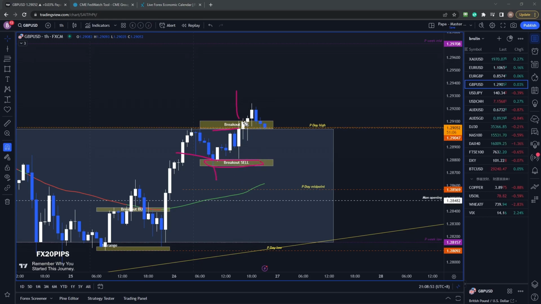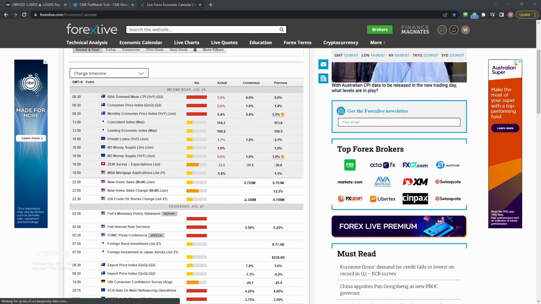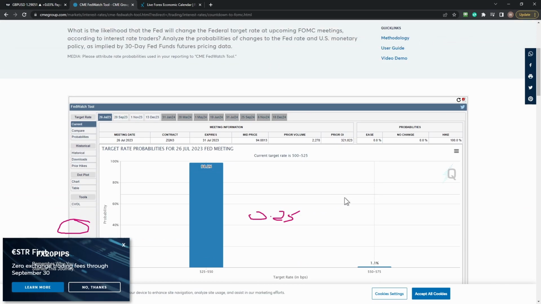So we have to sell, we got a buy zone. Alright, so what are we waiting for today? Looking at the news, we have the FOMC at 2 a.m. my time, which is about 5 hours away. Okay, anticipation of going up 0.25%. Yeah. All right, let's look at the Fed Watch tools.